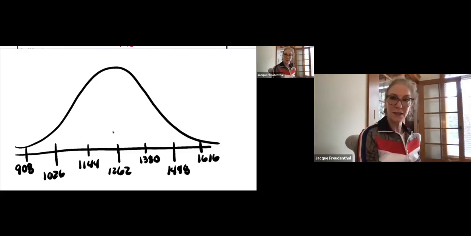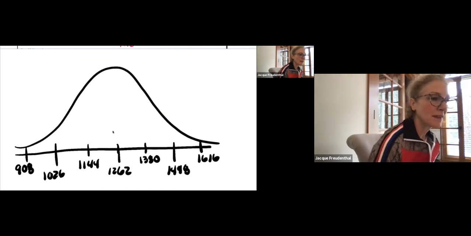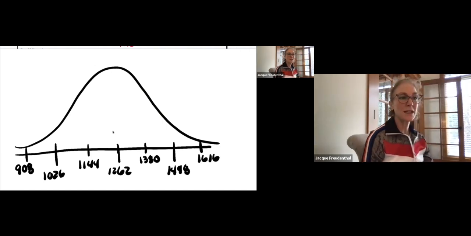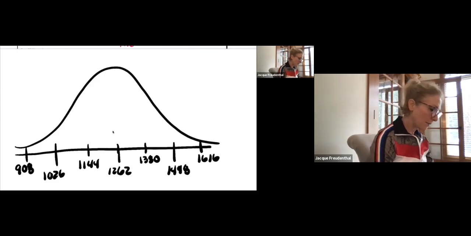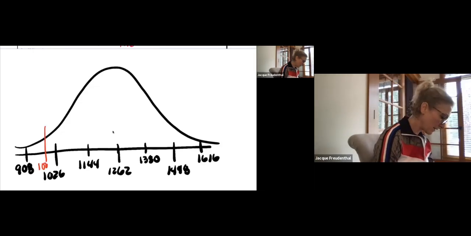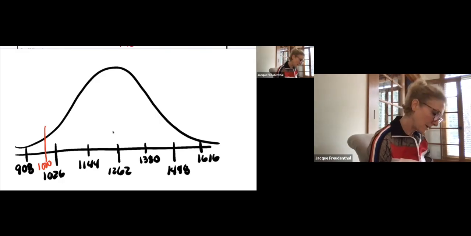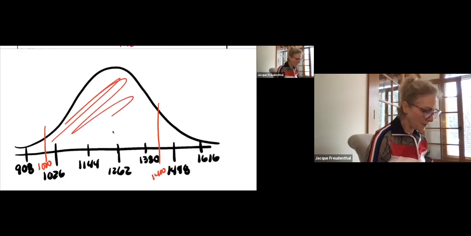Okay, so I'm going to use this diagram for all of my problems. This problem says find the probability that the number of chips is between 1,000 and 1,400. So I would mark on my graph 1,000 would be about right here on the number line, 1,400 would be over here. And then I would shade the area in between.